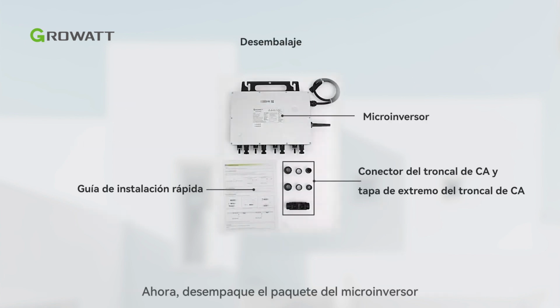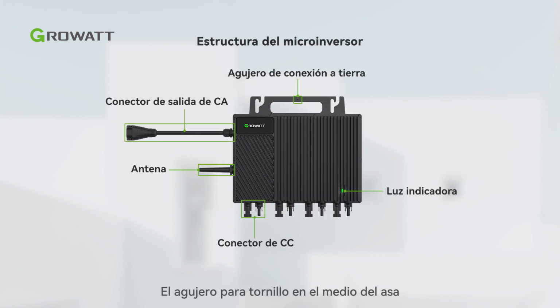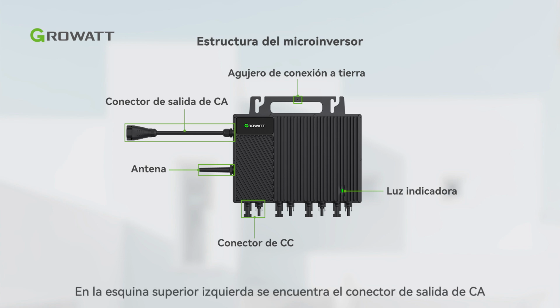Now, unboxing the package of the microinverter, you will find a microinverter, AC trunk connector, AC trunk end cap, and a quick installation guide. The screw hole in the middle of the handle is for the grounding wire. The lower right corner of the microinverter is the indicator light. There are 4 independent DC connectors on the bottom of the inverter. The wireless antenna is on the left part. At the upper left corner is the AC output connector.